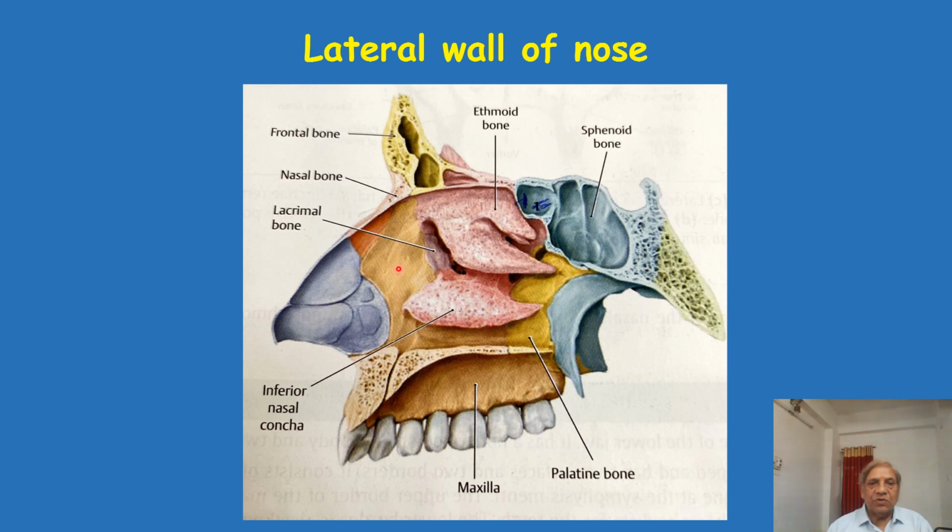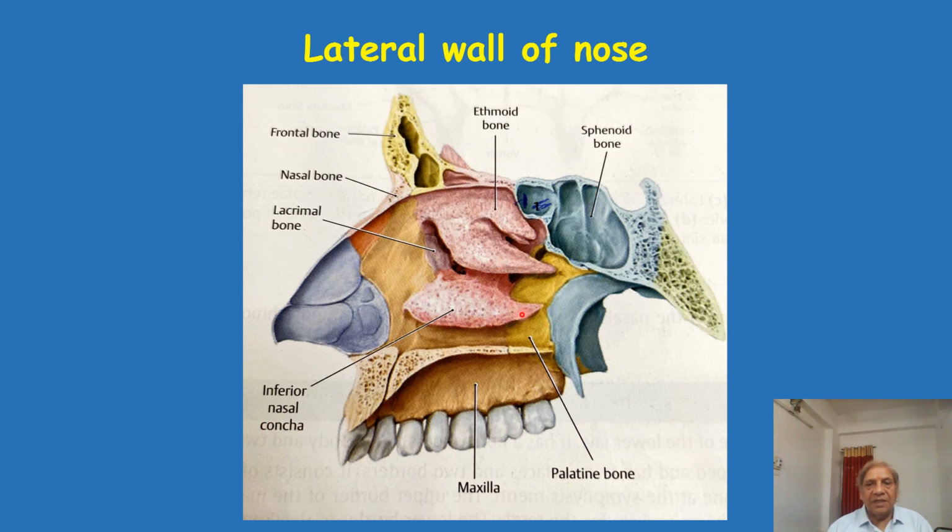You can see this process of the maxilla going upward toward the frontal bone, called the frontal process of the maxilla. And then this is the palatine process of the maxilla, which posteriorly articulates with this dirty yellow colored bone, the perpendicular plate of the palatine bone. Then in this pink color, some bony projections are seen. These upper two projections are part of the ethmoid bone: the upper projection is called the superior concha, and the middle projection is called the middle nasal concha.